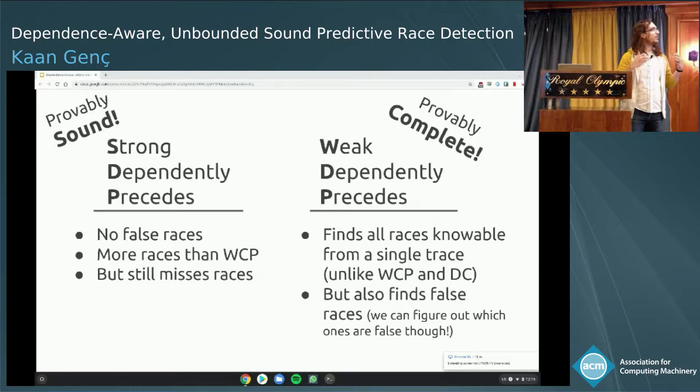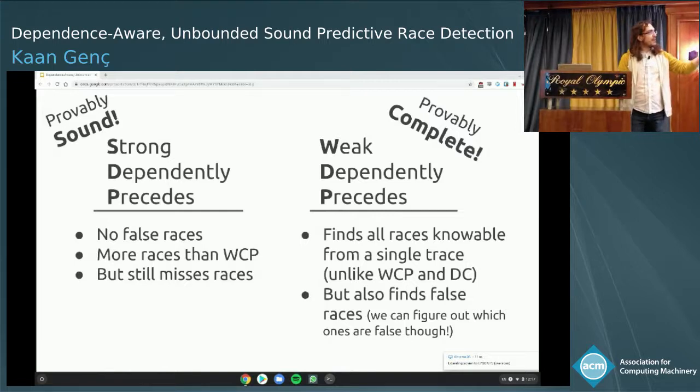So we came up with two new methods of race detection: strong dependently precedes and weak dependently precedes. These are our new methods. Strong dependently precedes is a provably sound method, which means that it finds no false races. And both in theory and in practice, we find that it finds more races than weak causally precedes, which is the state-of-the-art sound race detector.